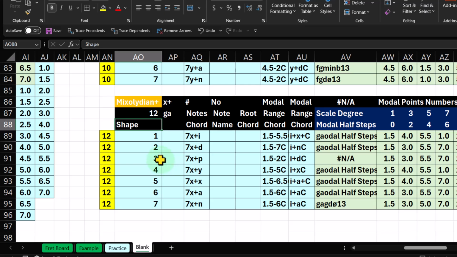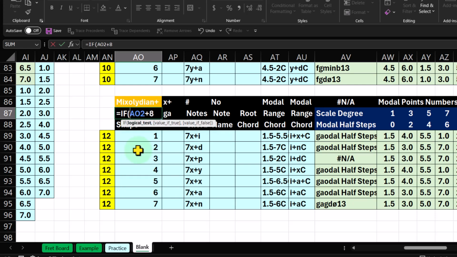I think that's correct. So now I'd like to make that so it doesn't go over 12 if I change the collection of notes, by using an IF. I'm going to copy this. If this plus this is less than 13, meaning it can go up to 12 but not over, then do that plus that. If not, do that plus that minus 12.